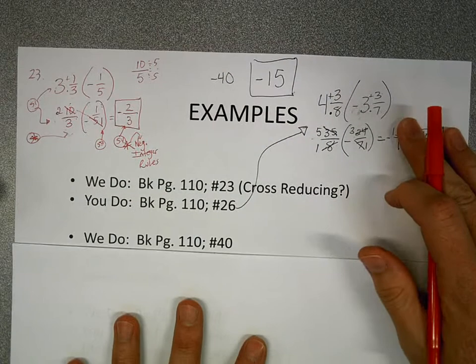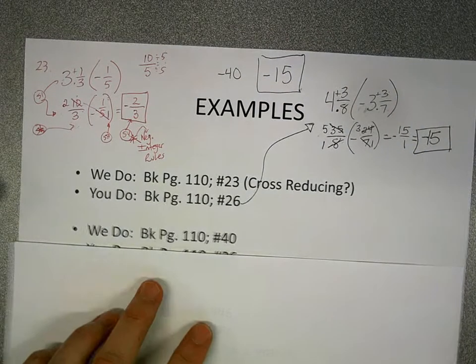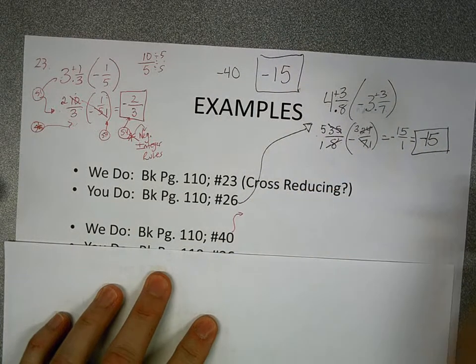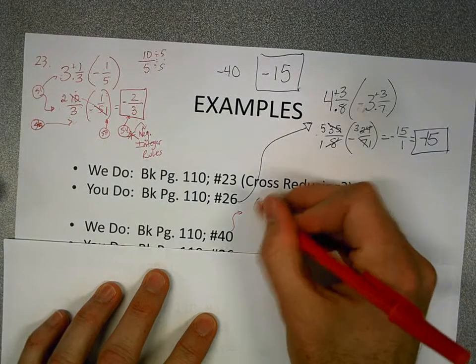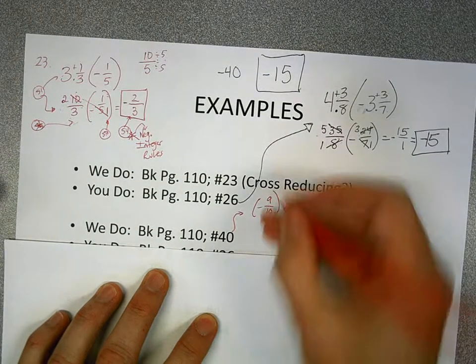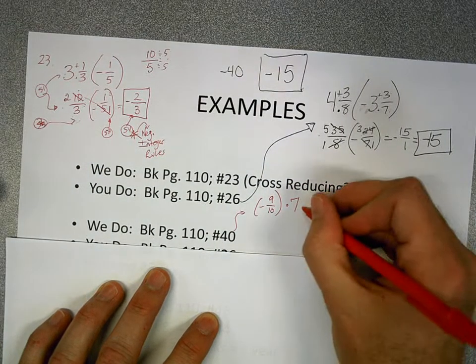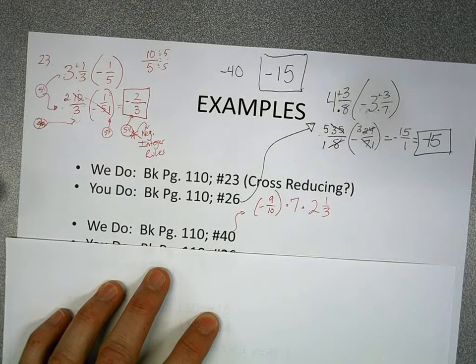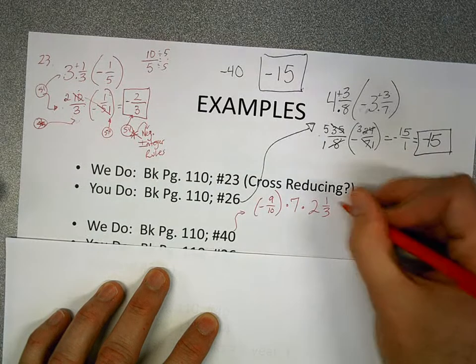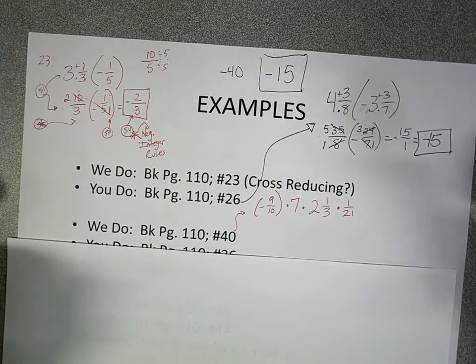Let's take a look at problem number 40. Number 40 is negative 9/10 times 7 times 2 1/3 times 1 over 21.